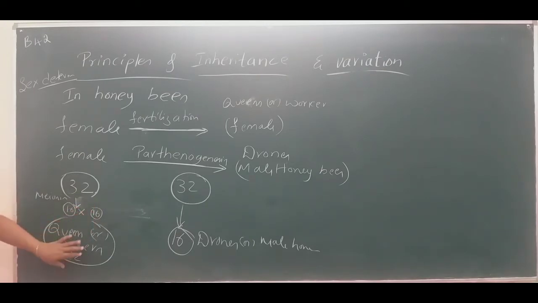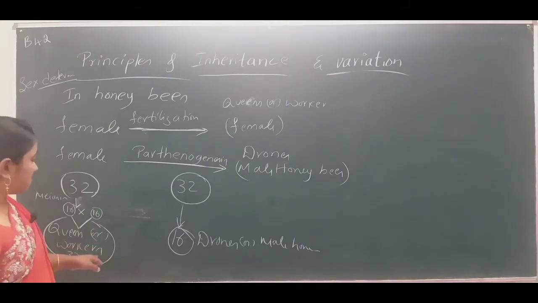The resultant product we get in the F1 generation is queens or workers, and the resultant product has 32 chromosomes. How did we get 32 chromosomes? When we add 16 and 16, we get 32 chromosomes, and the sex of the honeybee will be female, which we call queens or workers.